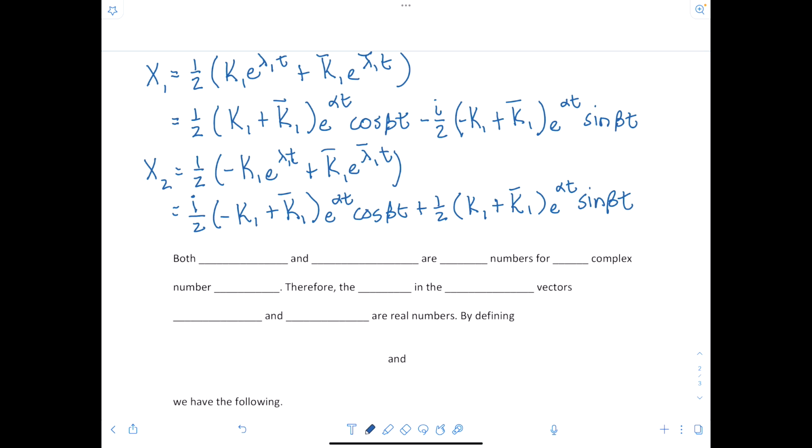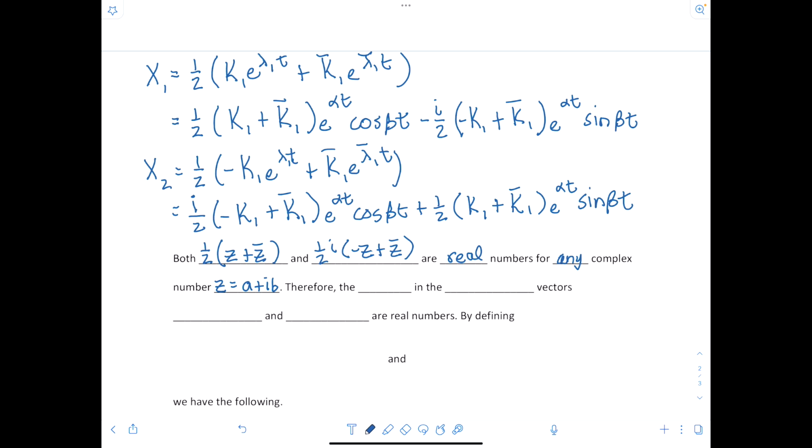All right, so both 1/2 times (z plus z bar) and 1/2 i times (negative z plus z bar) are real numbers for any complex number z equal to a plus ib.